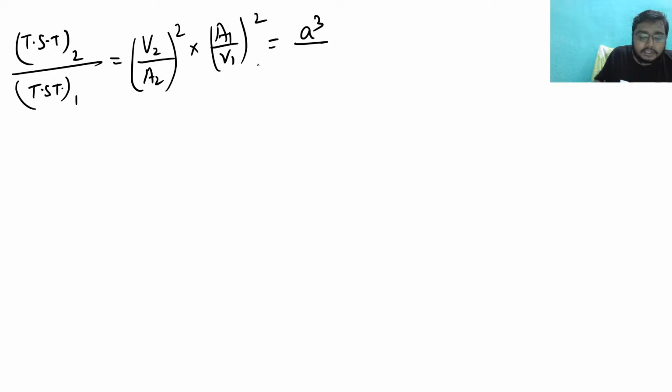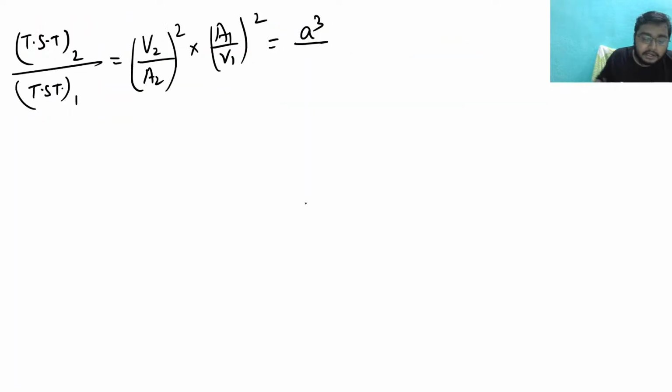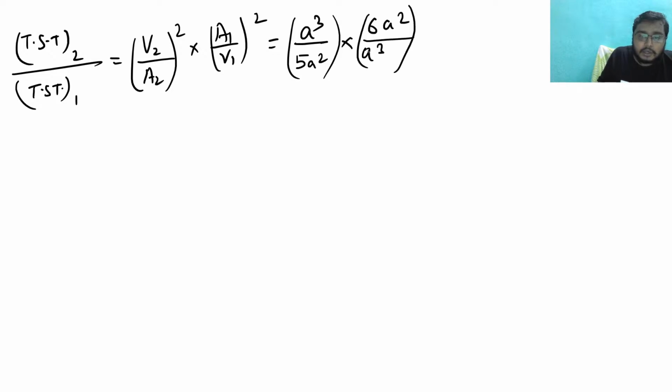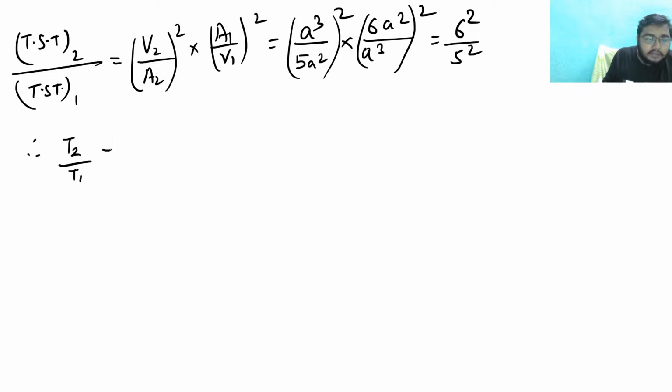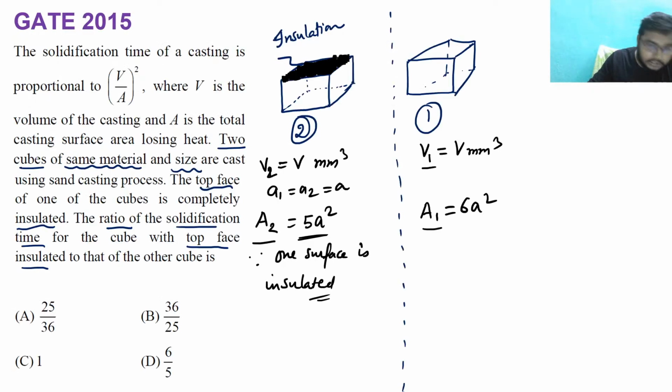So what is this? This is a cube. What is A2? See here, A2 is 5a square, right? So I can write here 5a square, and A1 will be 6a square. This would be a cube. If you calculate it, a cube gets cancelled, and you are getting 6 whole square by 5 whole square. So you are getting T2 by T1 is equal to 36 by 25.